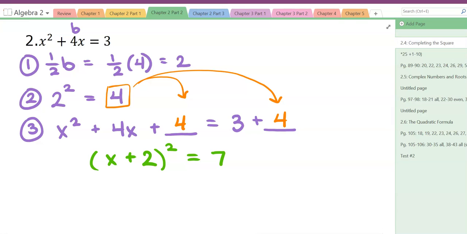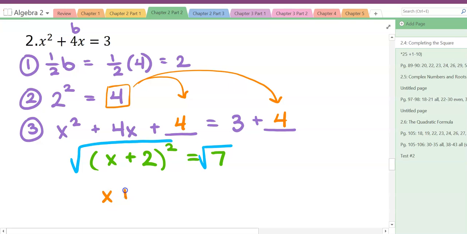To finish this out then, using our square root property, we square root both sides. So we put a square root over the left side and a square root over the right side. On the left side, remember that the square root and the squared basically cancel each other out. And so we have x plus 2 equals plus or minus the square root of 7, which is not going to be able to get reduced at all because it's a prime number. So 4 is not going to go into 7. 9 is going to be way too big.